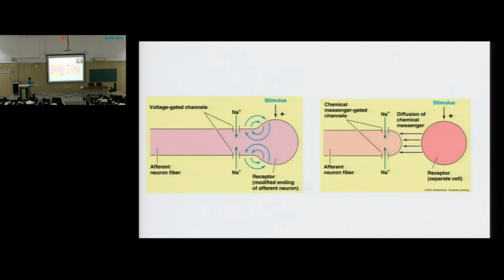So the same thing is depicted here. The receptor is the modified ending of the afferent neuron, and when a stimulus is there, it will cause the opening of voltage gated channels, and the impulse will get transmitted. In the special senses, the receptor is a separate cell. The stimulus will lead to the release of neurotransmitter, and it will lead to the opening of chemical messenger gated channels. So here the channels are usually voltage gated, and here the channels are chemical messenger gated channels.